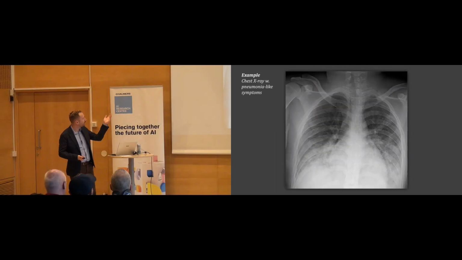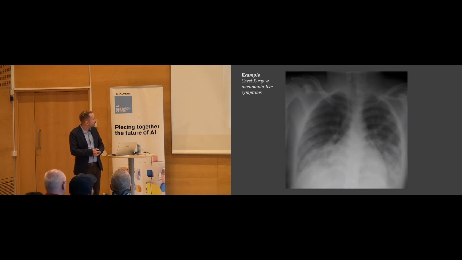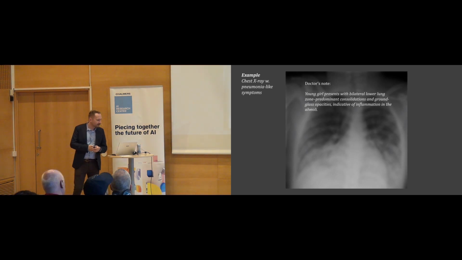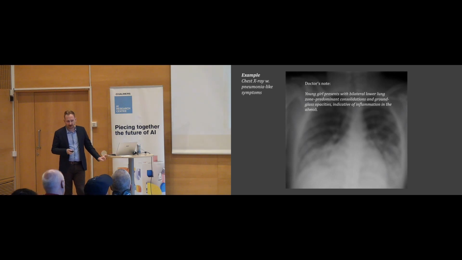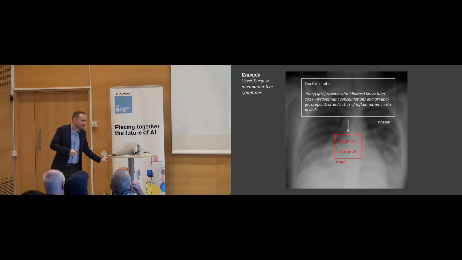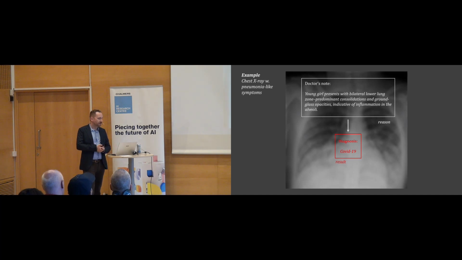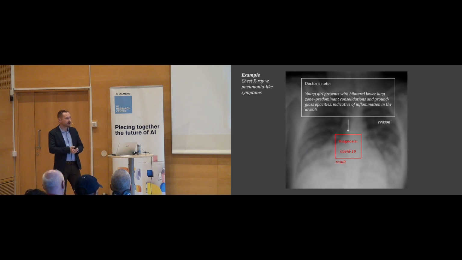So this is a case that happened with this girl as well. And what the doctor said was: a young girl presents with bilateral lower lung zone predominant consolidations and ground glass opacities indicative of inflammation in the alveoli. This is, of course, medical speak. The point of it was that it was basically a diagnosis for COVID-19, which was the radiologist's judgment. And this is extremely important, and normally what you would get in your patient records: some sort of description and observation from your medical images, and hopefully a diagnosis based on this.